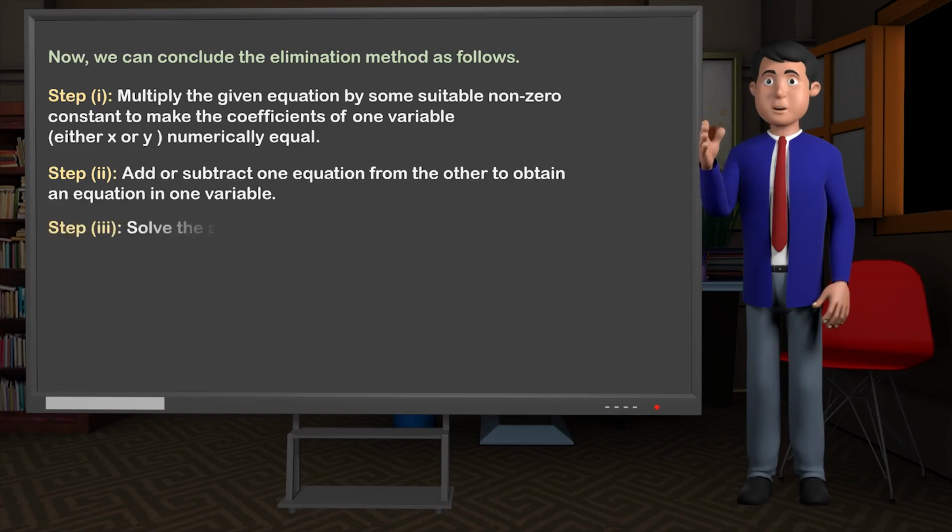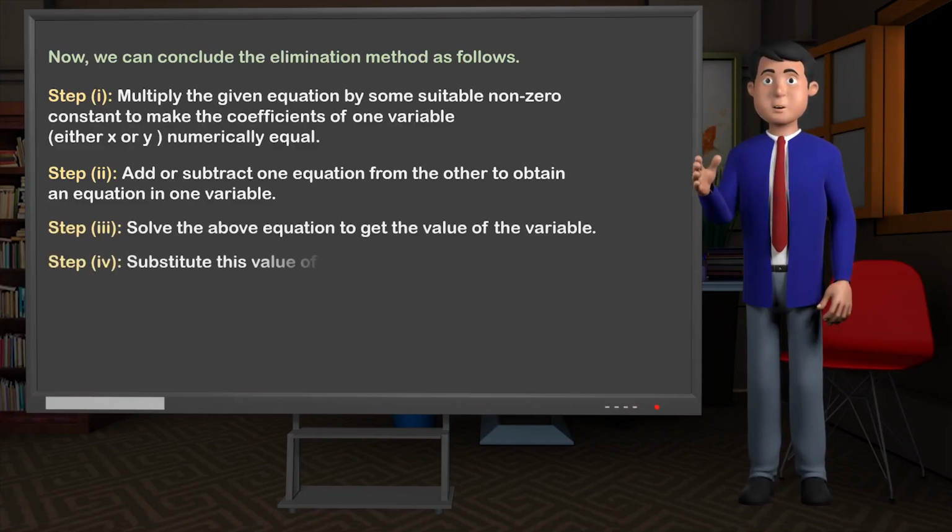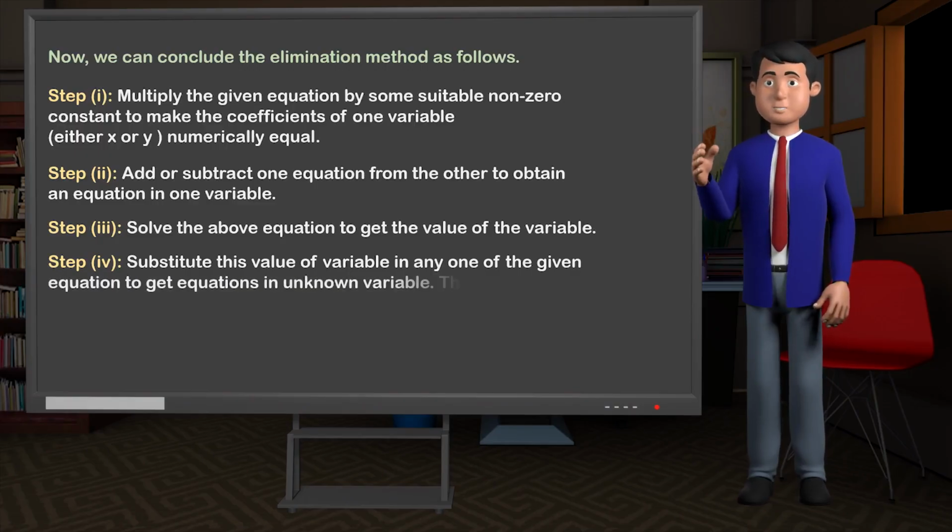Step 3. Solve the above equation to get the value of the variable. Step 4. Substitute this value of variable in any one of the given equations to get equations in unknown variable. This can be solved further to get the value of the variable.